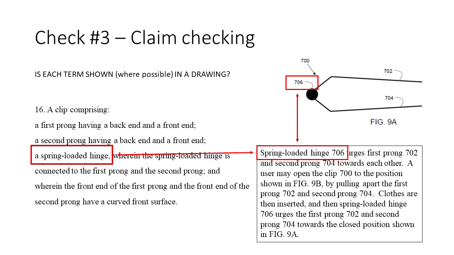So here we show that it turns out that element 706, which is a spring-loaded hinge, is shown in figure 9A. Because for each element in a claim, we want to make sure we've described it adequately and that it is shown in at least one drawing where it is something that can in fact be illustrated.